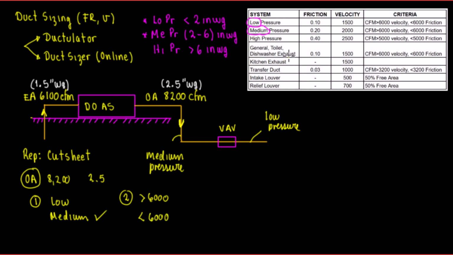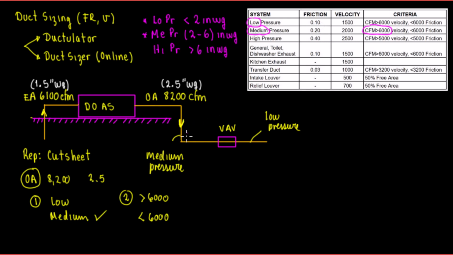I'm following the table. See, medium pressure right here. I'm going to put this in pink again. So it's medium pressure. In here it says criteria, CFM. You see, CFM greater than 6,000, you use the velocity. So you size this duct based on velocity, which is 2,000 FPM. And if it's below 6,000 CFM, you use the friction of 0.2.